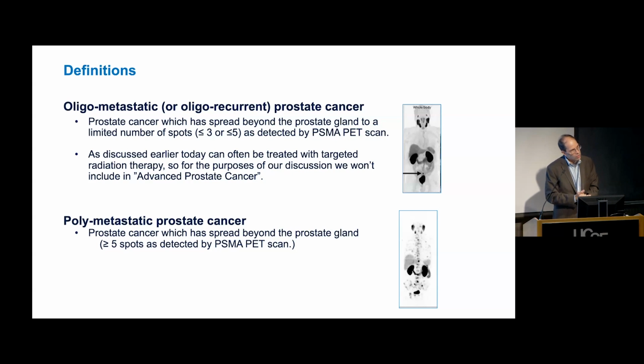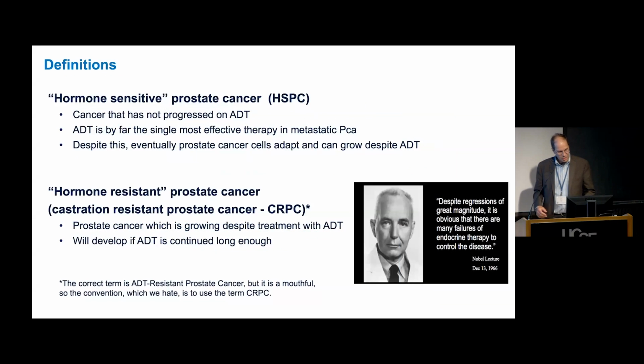So we're really focusing on what we would call the opposite of oligometastatic disease, or polymetastatic. That's a weird term. We don't really use it in practice that much, but it just means more spots than you could reasonably treat with targeted radiotherapy. And I've given you a picture of one of those, and Tom Hope showed a bunch of those also. Dr. Huggins' picture, I showed it to you earlier.